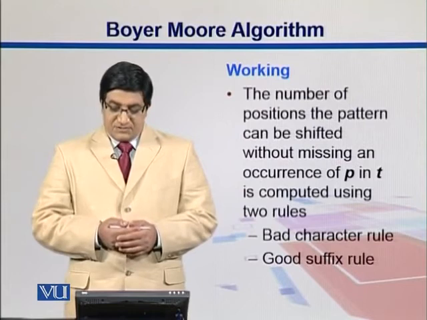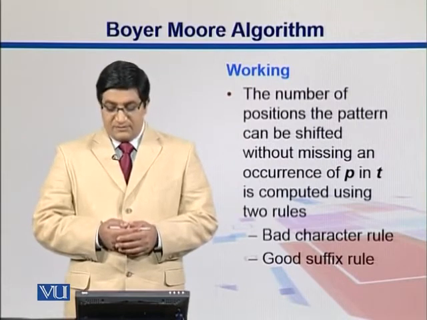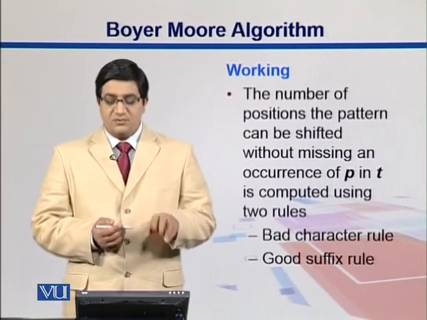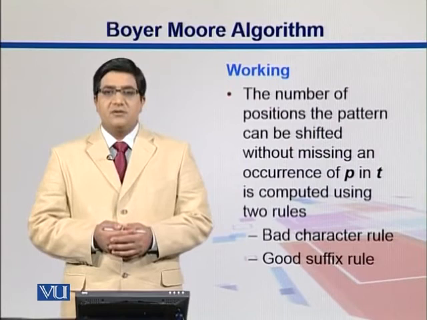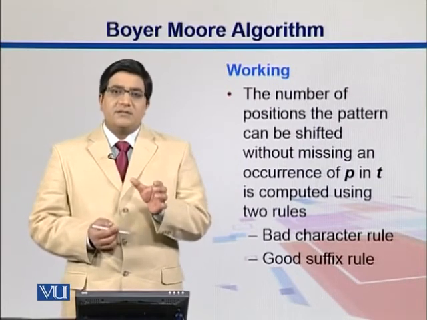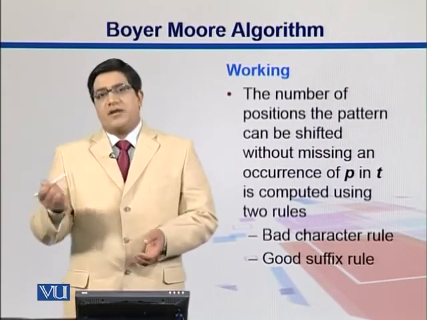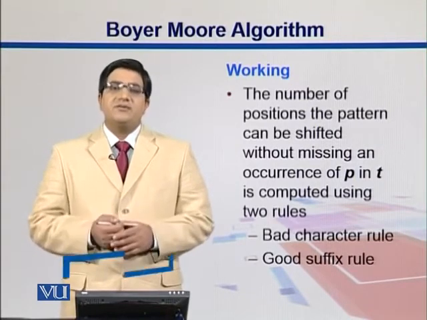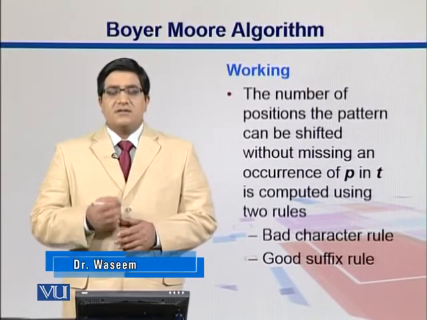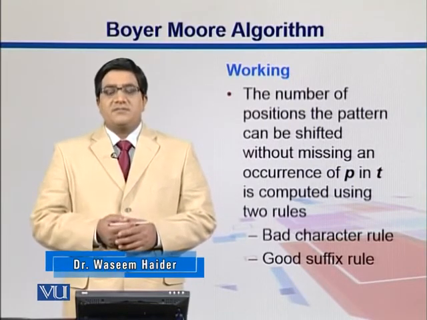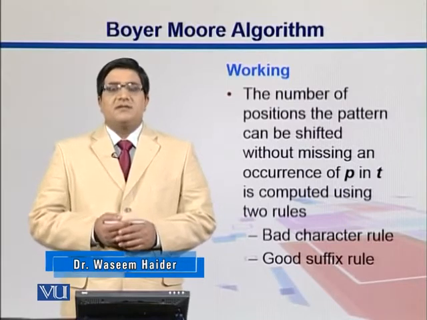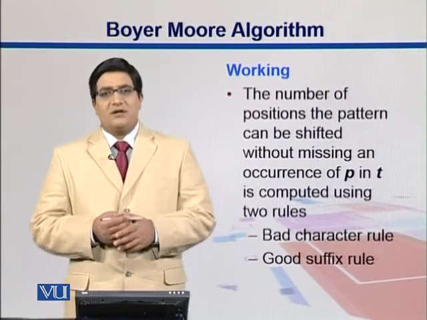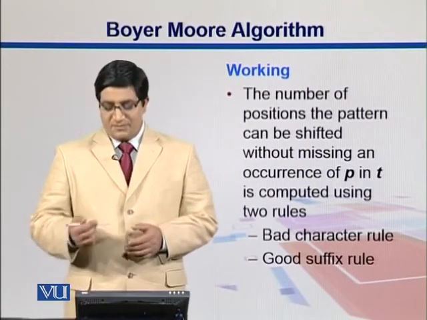The number of positions the pattern can be shifted without missing an occurrence of P in T is computed using two rules. One is called the bad character rule. Wherever we find a bad character, we take the whole pattern and move beyond that position. The other one is the good suffix rule. Within the pattern, we try to find the suffixes. If you remember, a suffix is the last part of something, and a prefix is the first part of something. I guess in Urdu, those were concepts like saabka and laahka, if you guys remember that.